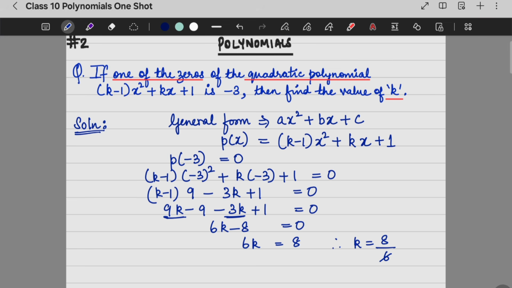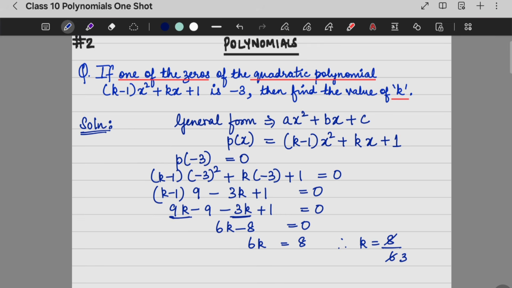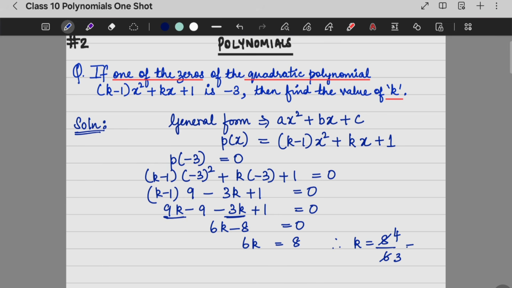You can further simplify it. 2 3s are 6, 2 4s are 8. So the answer is 4 by 3. That is the value of k, for which one of the zeros is minus 3. Okay, so this is how you have to do this kind of question. You have to understand what it means when they give you the zero of a quadratic polynomial. Hope you understood. Let us move on to the next question.